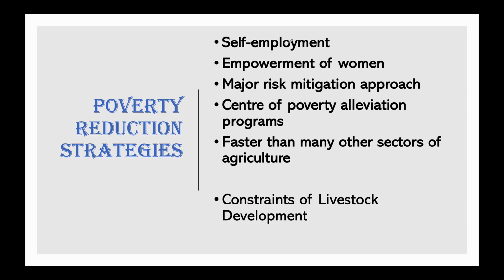For example, this sector provides self-employment to millions of people. It has contributed significantly to the empowerment of women. Then it has a major risk mitigation approach for small and marginal farmers, particularly across rain-fed regions, and it is at the center of poverty alleviation programs for equity and livelihood. Then it grows faster than any other sector of agriculture. However, there are constraints of livestock development. However, they can be overcome.